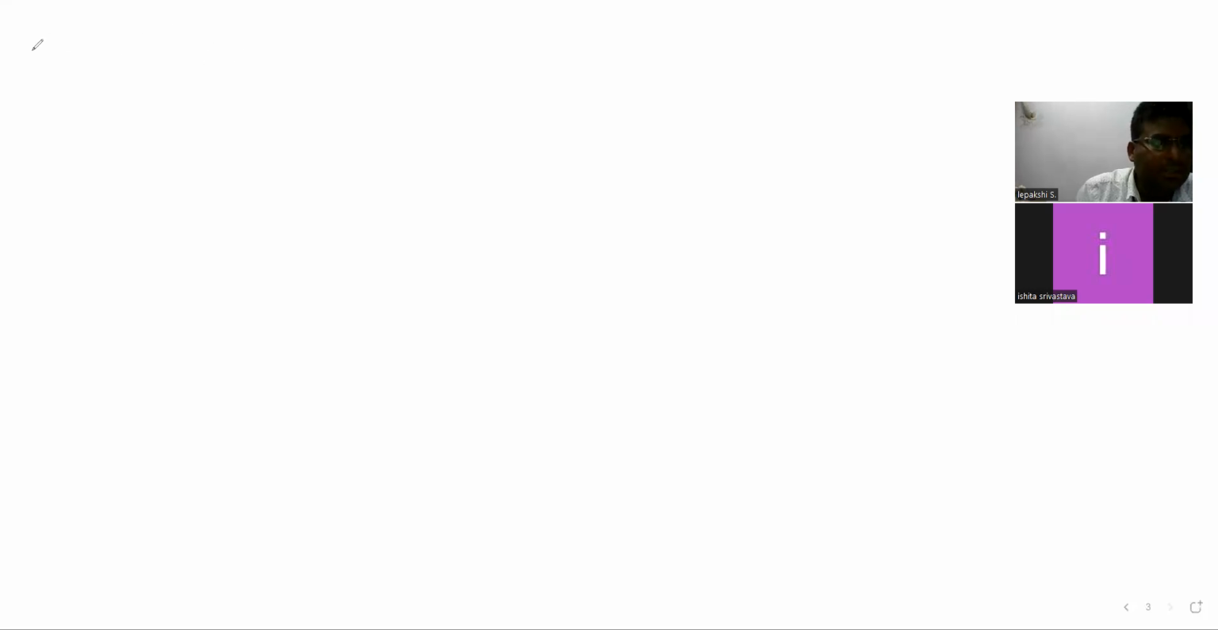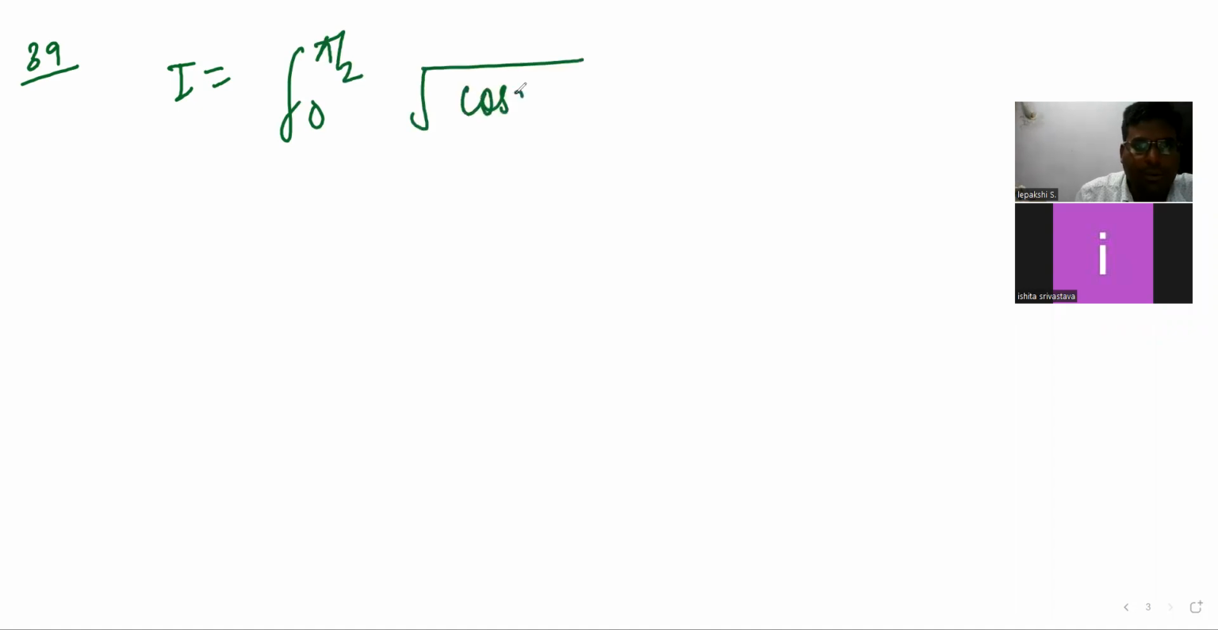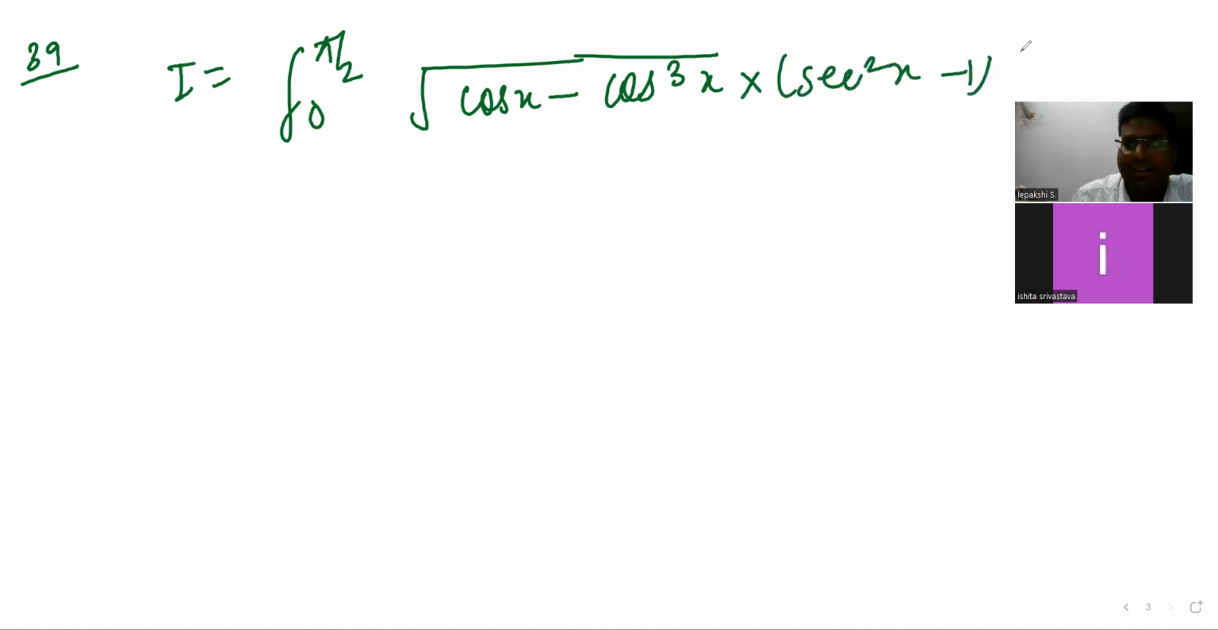So let's see question number 39. So it is I equal to integration from 0 to pi by 2 of under root of cos x minus cos cube x into sec square x minus 1 into cos square x into dx.